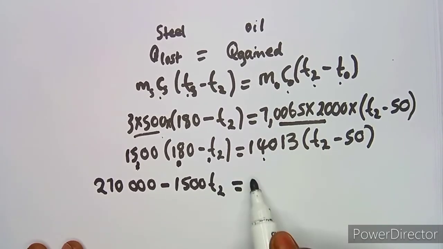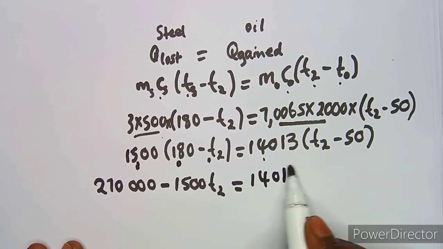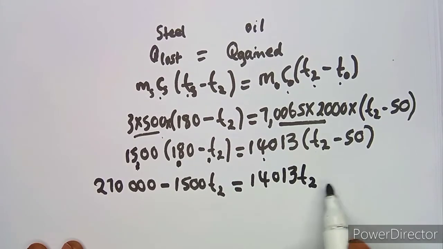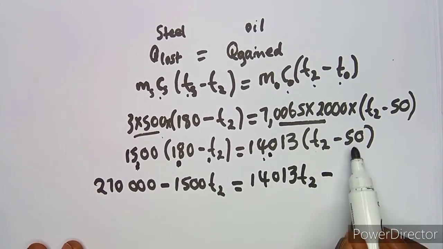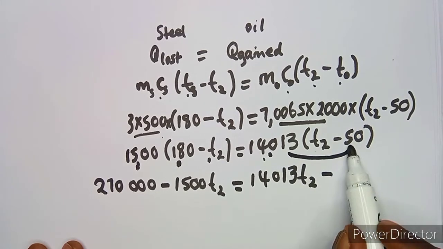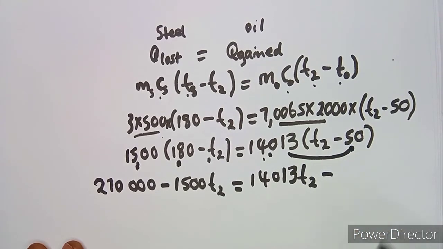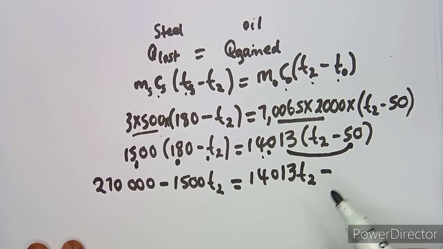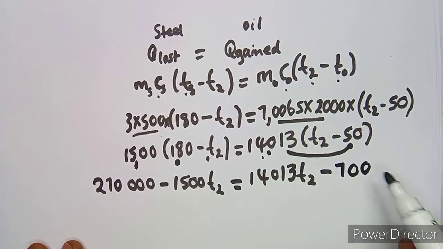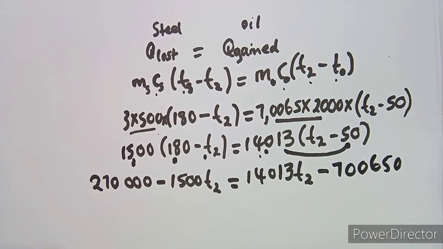this times this, which is going to be 14013 T2 minus this one times this one, which is 50. So you're now multiplying by 50 there. So you're going to obtain 700,650, if I'm not mistaken. That's what you're going to do.